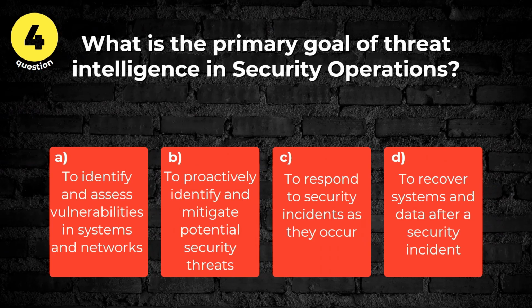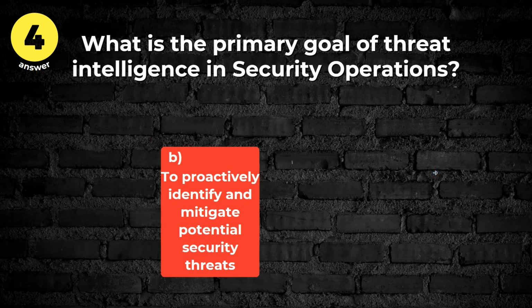What is the primary goal of the threat intelligence in security operations? A, to identify and assess vulnerabilities in systems and networks. B, to proactively identify and mitigate potential security threats. C, to respond to security incidents as they occur. D, to recover systems and data after the security incidents. Answer is B, to proactively identify and mitigate potential security threats.